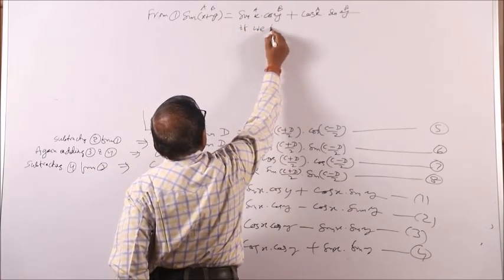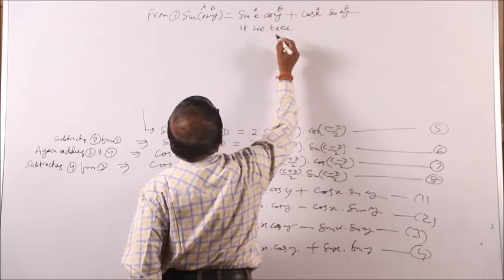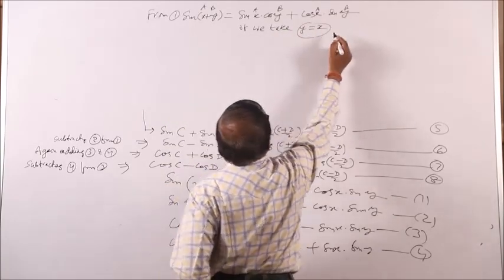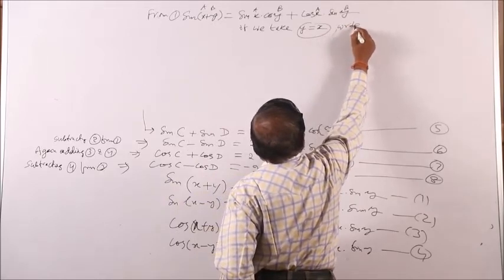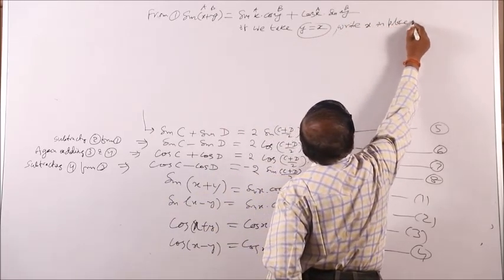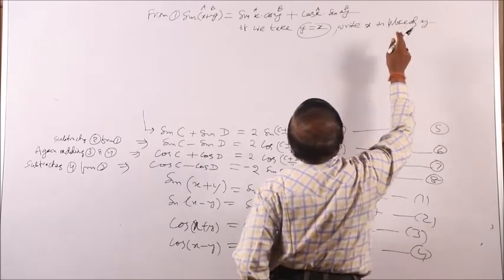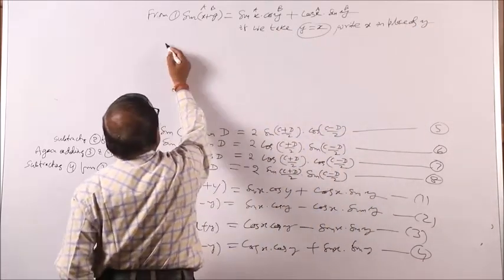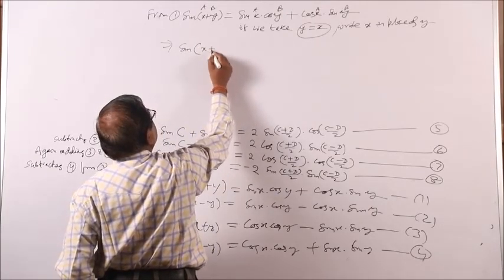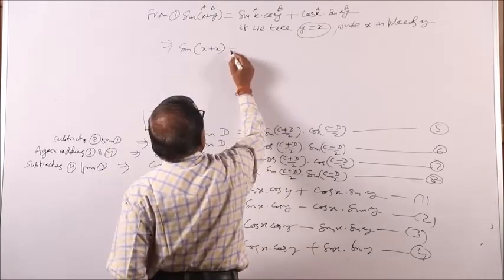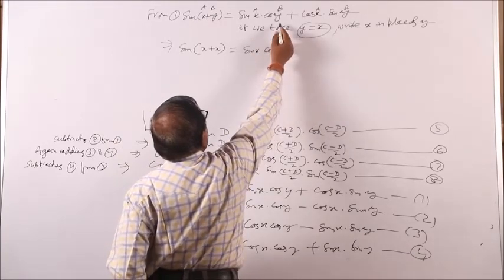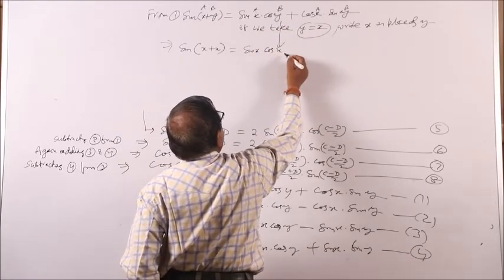Let us see, if we put y equal to x, what will happen? That means write x in place of y, that implies what? We write x here in place of y. You see, I have told you to change y to x.